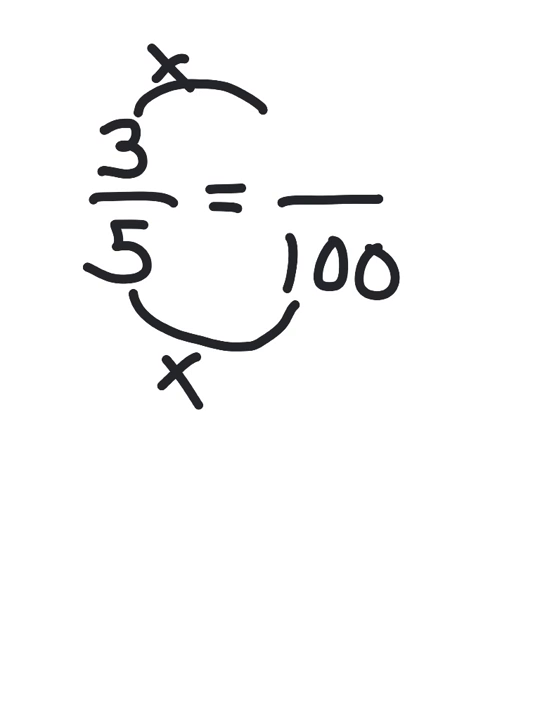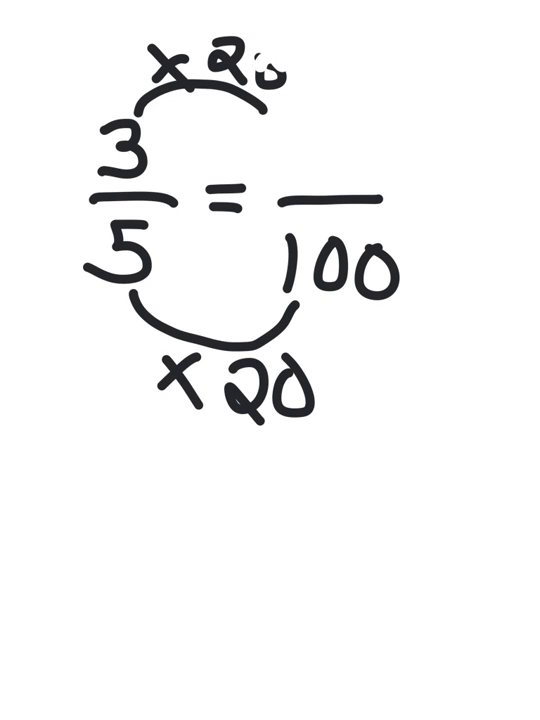So 5 times what gives me 100? 5 times 20, actually. So 5 times 20 gives me 100, because 5 times 2 is 10. Then I put the 0 on the end of that 10 to give me 100. So 5 times 20 is 100. So now I have to take that 3 and multiply that by 20 as well. That looks like a 26.